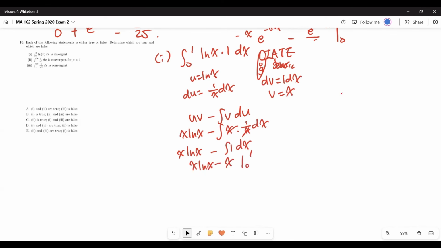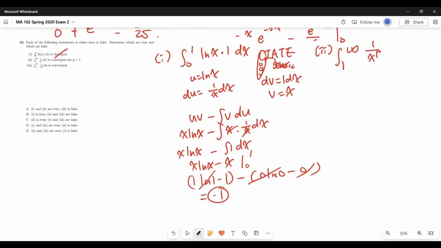If you compute it, then it becomes 1 ln 1 minus 1 minus 0 ln 0 minus 0. This just becomes 0, and 0 ln 0 becomes 0, and this just becomes negative 1. So this value actually converges, so this is not divergent. Second one, the integral from 1 to infinity of 1 over x to the p dx is convergent if p is greater than 1. This is just the p-series definition. If p is greater than 1, it converges. So this is right.